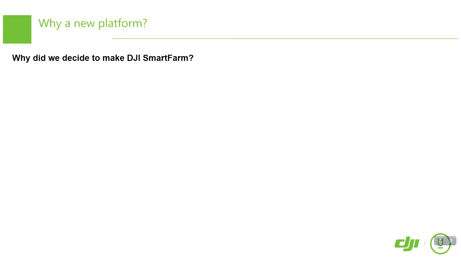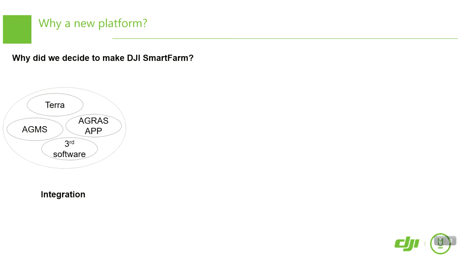So why did we decide to make DJI SmartFarm? There are a couple of reasons. While more and more users start exploring the full agricultural solutions, from imaging to spraying and spreading, they now have to navigate through multiple software for each step. Right now, we are using Terra for image processing, a grass app for mission planning and execution, AGMS for operation management, and sometimes third-party software as well. This jeopardizes the experience and sometimes efficiency of getting things done.